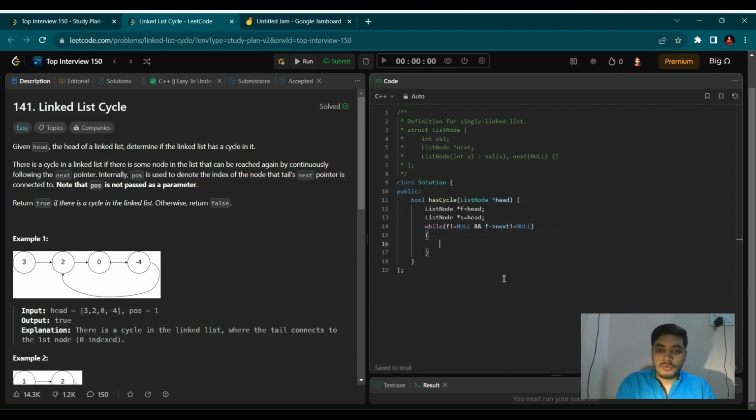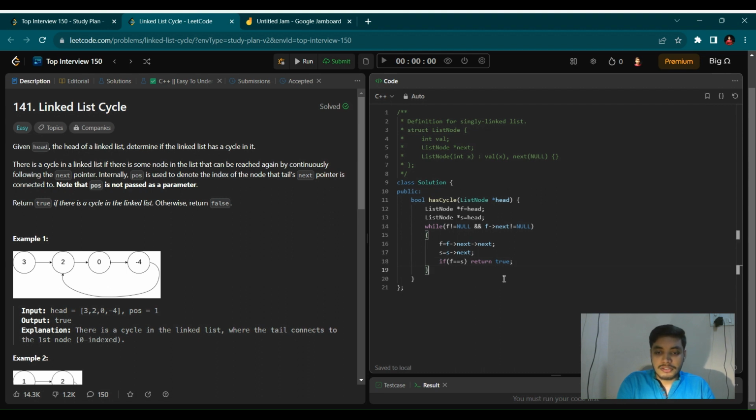That means we have checked that it is not at the last position and it is not already null. After this, we have to move our fast pointer two steps and our slow pointer one step. So we are going to do the same: f is equal to f next next, and slow is equal to slow next. Now, we have to check if fast is equal to slow, then we have to simply return true. That means there is a loop, so that means there is a cycle.